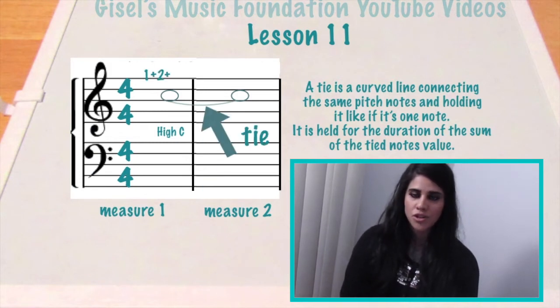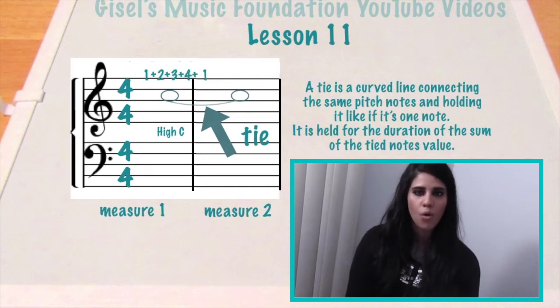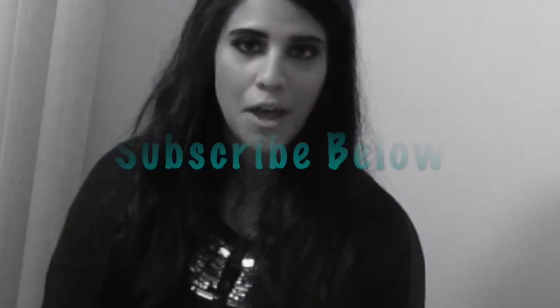1, 2, 3, 4, 5, 6, 7, 8, or 1, 2, 3, 4, 1, 2, 3, 4. I hope this helps explain what a tie is.